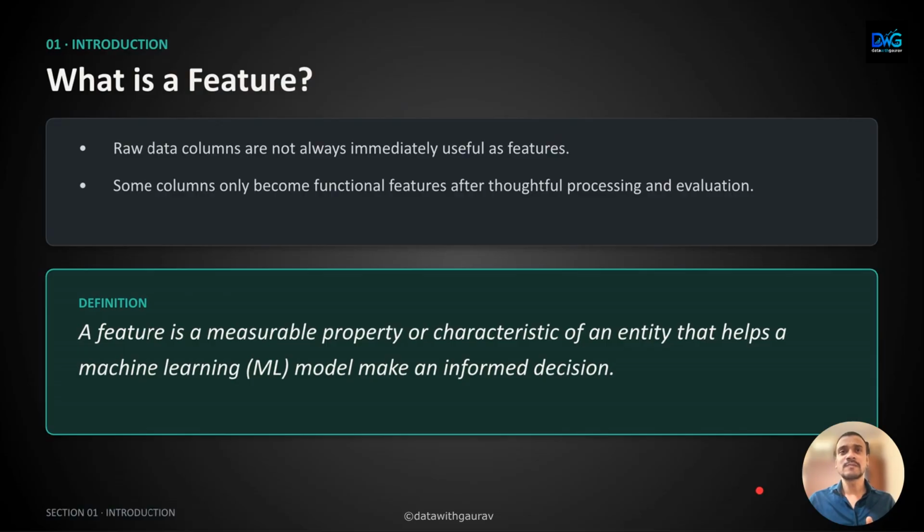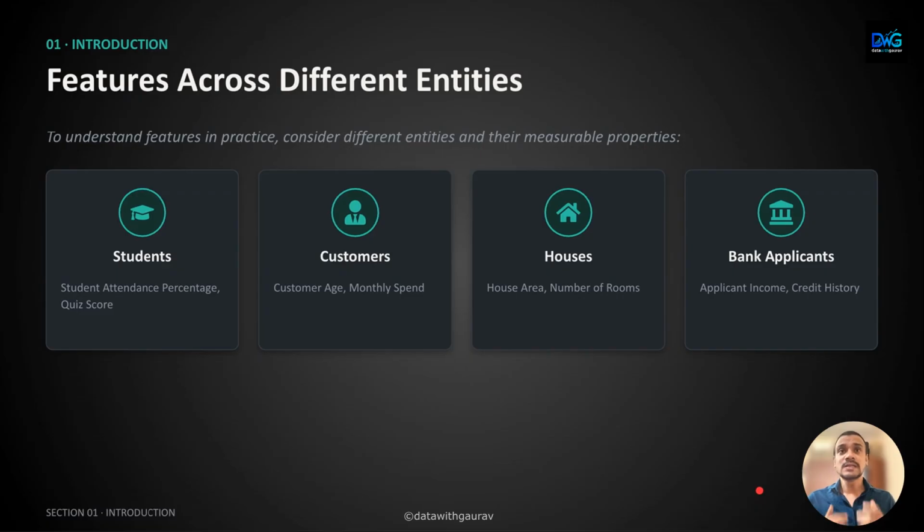You can think of a feature as a piece of information that a model learns from. The better the quality and relevance of these features, the better the model's chances of making accurate predictions. The easiest way to understand a feature is always through an example. Think of a feature as a measurable characteristic of a thing we are trying to analyze, which is also known as an entity. For example, if the entity is a student, the useful features might include attendance percentage or quiz score, right?